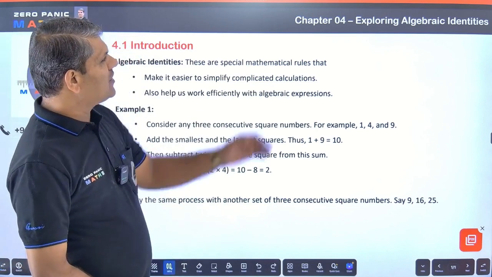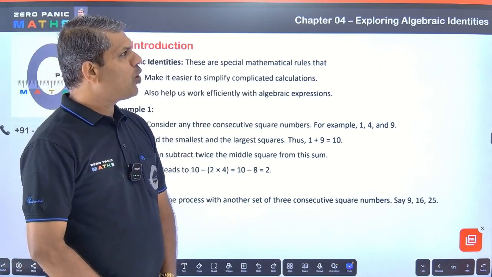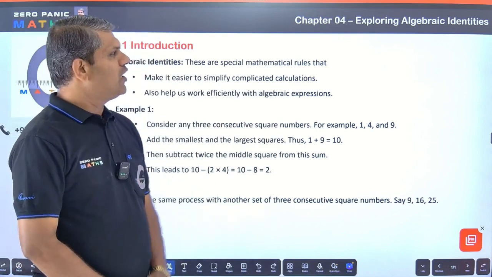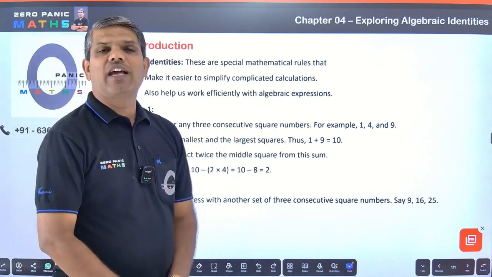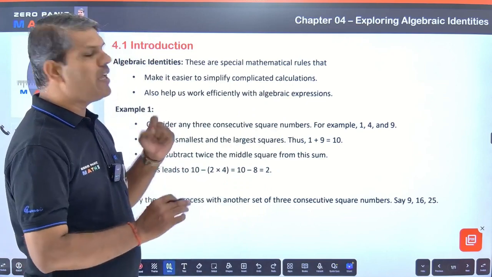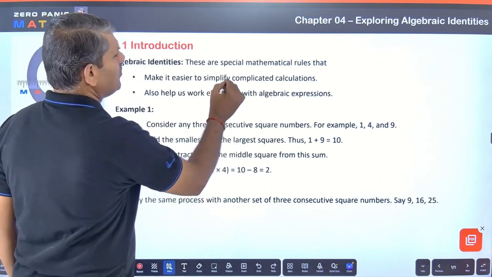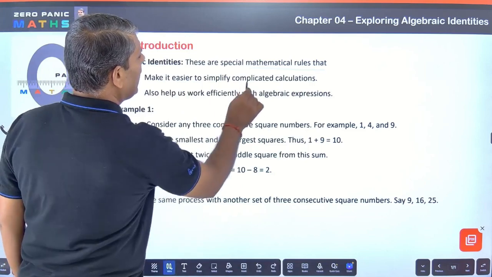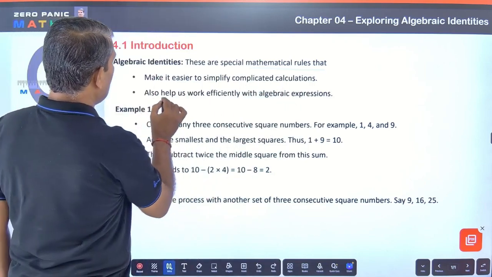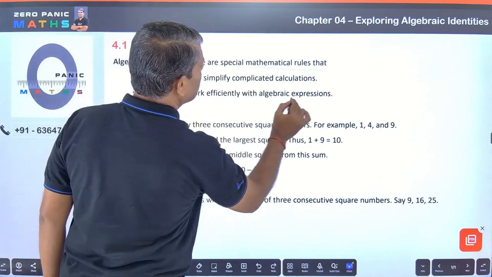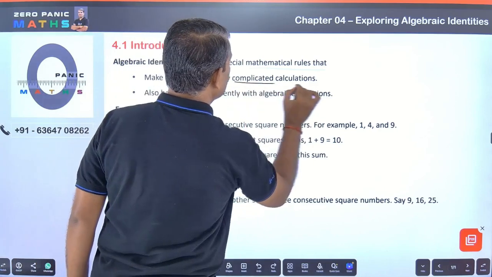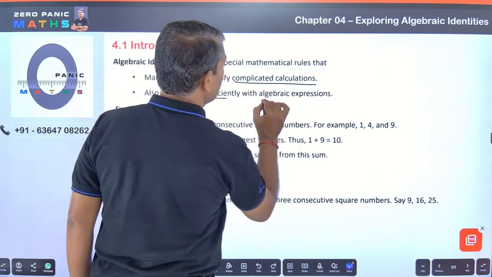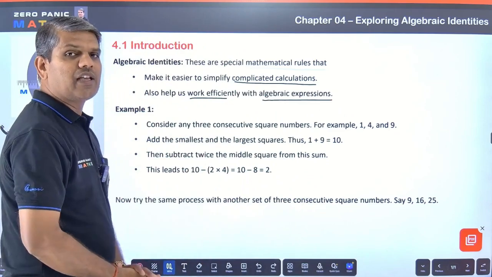In today's session, let us start with a new chapter, chapter 4, Exploring Algebraic Identities. In class 8 or in your previous grades, you might have studied what an algebraic identity is. It is a special mathematical rule that makes it easy to simplify complicated calculations and also helps us work efficiently with algebraic expressions. So complicated calculations we can easily resolve, and we can work on some algebraic expressions also. We will see some examples later.